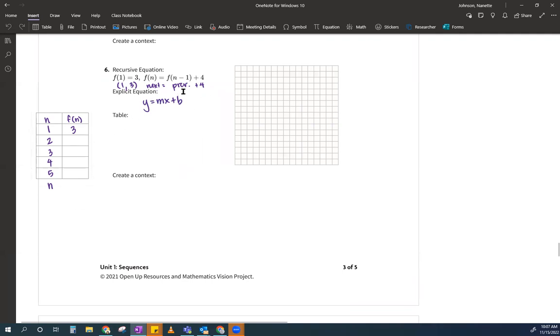Okay, so I'm going to be filling out my table. So it says to get to the next guy, take the previous guy and add 4 to it. So here's my previous guy. So you just want me to add 4 to it, Miss Johnson? Yes. Okay, and then I'm going to add 4 again, and again, and again, right? And that's going to be creating my equation down here.